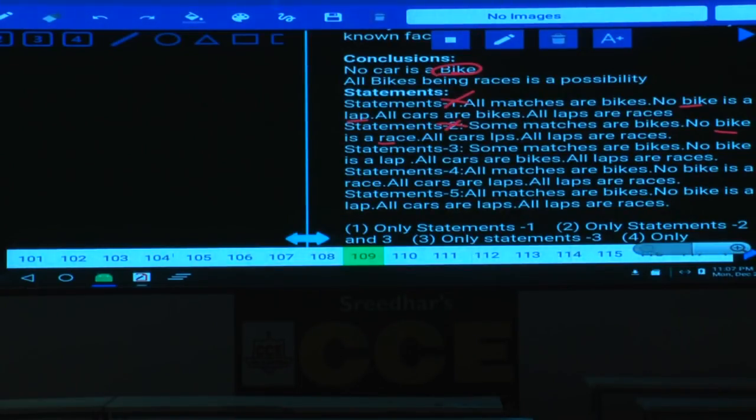Done with this? Then coming to the third statement. What is the third one here? No bike is a lap. Bike is here, then lap should go, car should come.